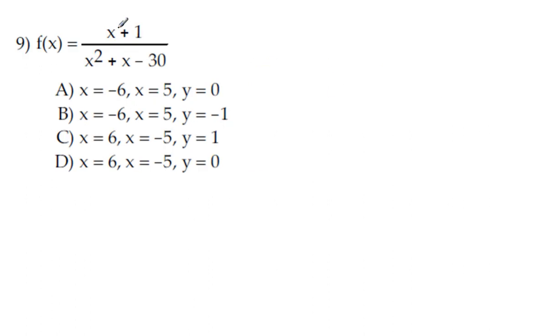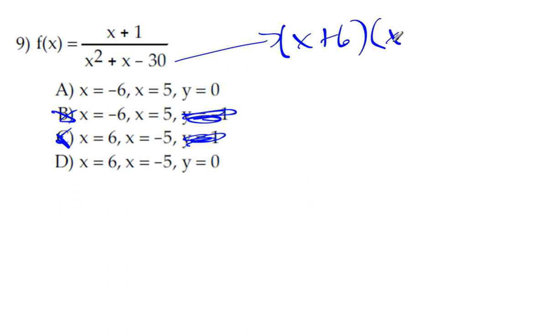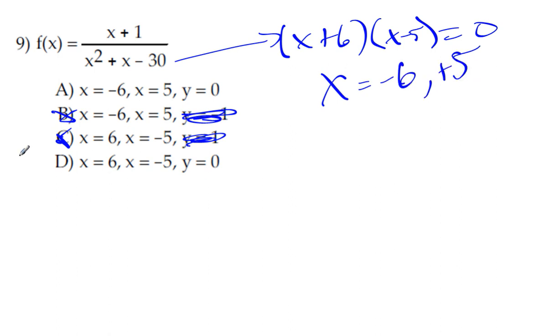Alright, so here my power on top is smaller than the power on bottom. That means I need a y equals 0. So these two are eliminated. So now I'm down to which kind of numbers I need here. So let's factor that. It's going to be x plus 6 and x minus 5 equal to 0. But remember, when we solve that, we always got to change the signs as we come out of that parenthesis group and get those ones there as our final answer.